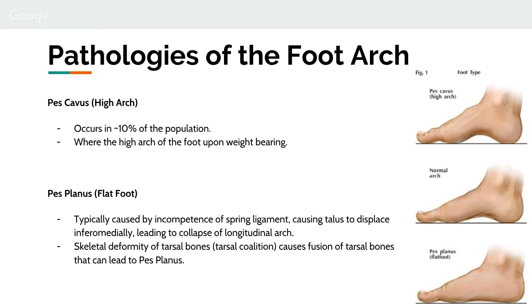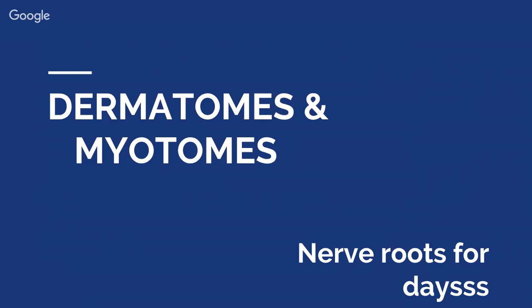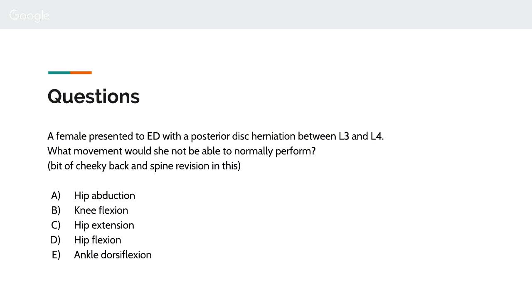Okay. People have different types of feet even. High arch, flat foot. People wear orthotics for flat feet. I don't know what high arch people do. Just cop it. Okay. This is relevant. Achilles tendon rupture. It's caused by extreme dorsiflexion. It can occur from falling from a great height, or like stepping in a hole. Two fun times, yeah? Not really. Okay.